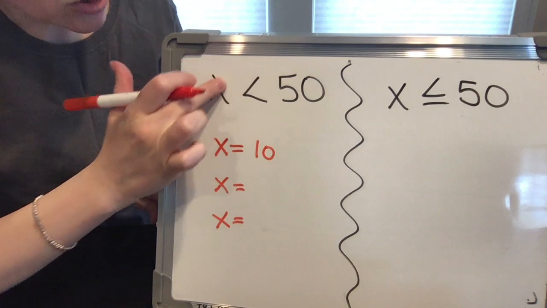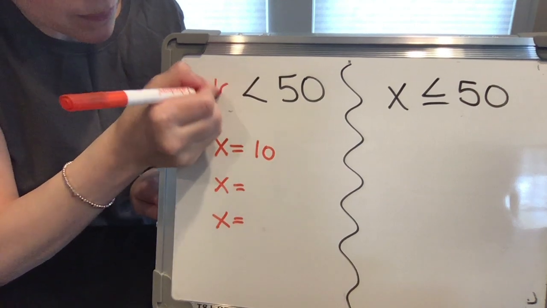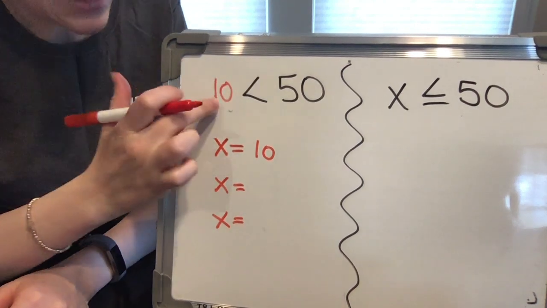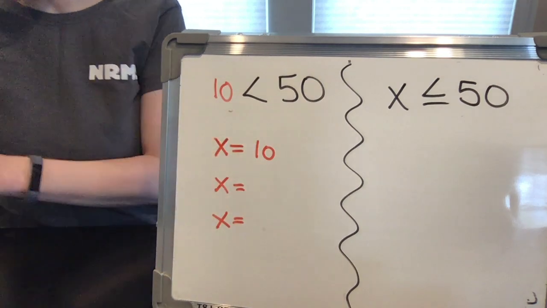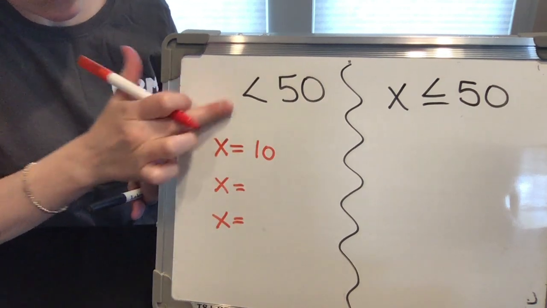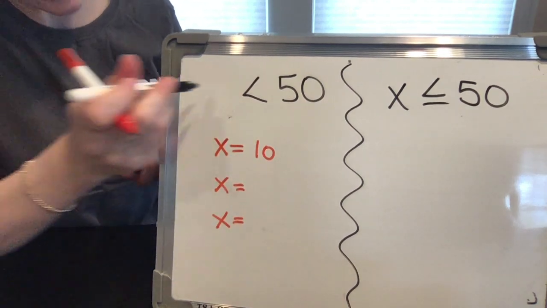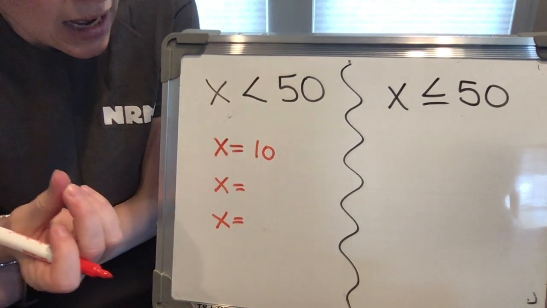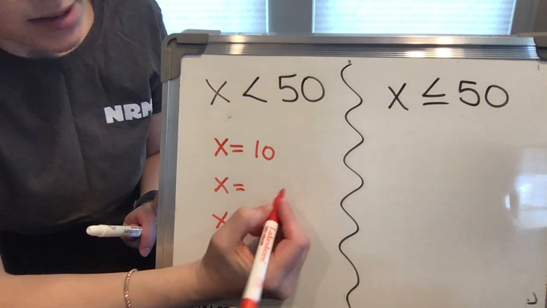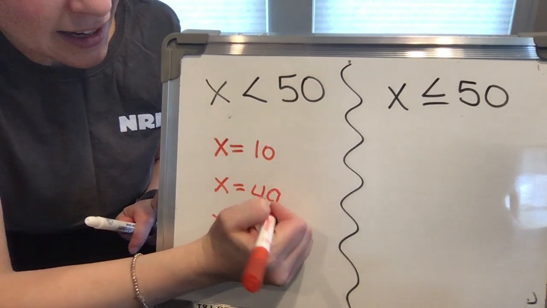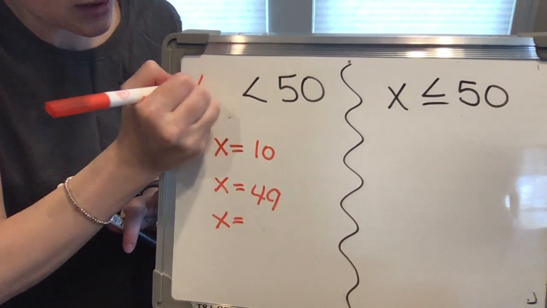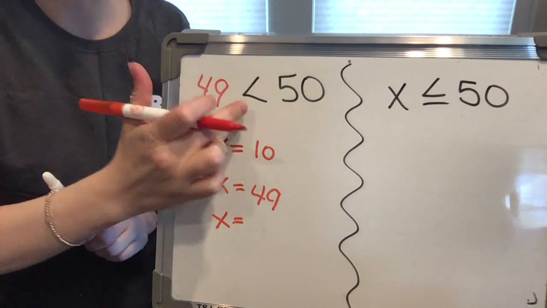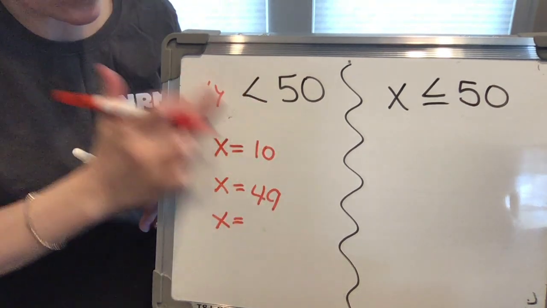Now, to be sure, I'm going to come up here and I'm going to plug in 10. Is 10 less than 50? Yes. So I know that that is a solution that works, and I'm feeling really good about that math. Let's try another one. So if I say x equals 49, I can come up here, plug it in. Is 49 less than 50? Yes, it is. So I know that's a solution.